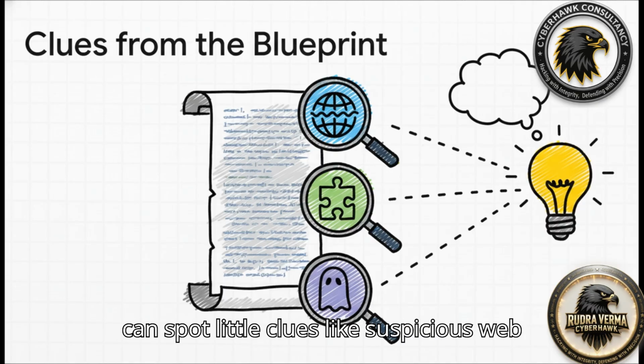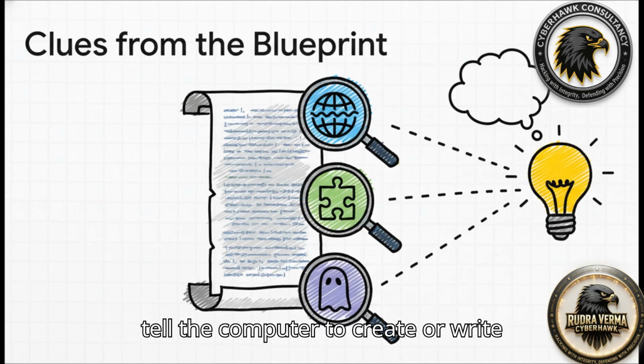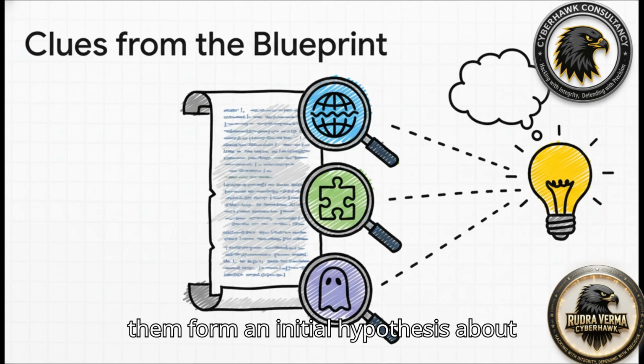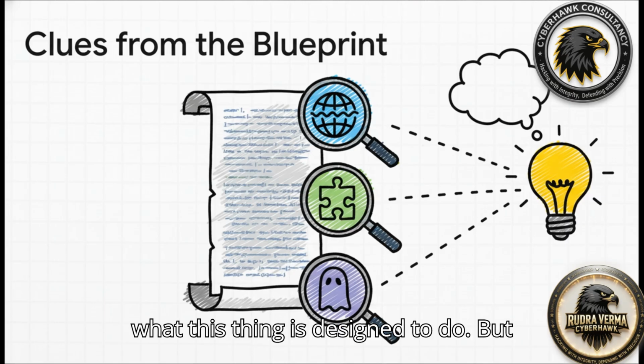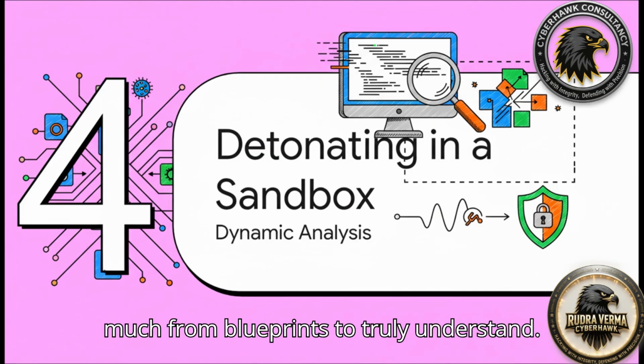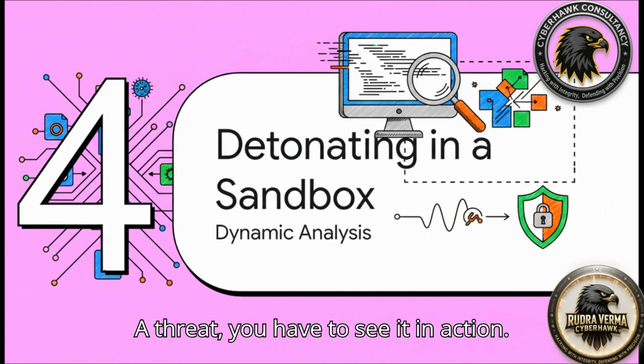An analyst can spot little clues, like suspicious web addresses, file names, or commands that tell the computer to create or write files. All these little breadcrumbs help them form an initial hypothesis about what this thing is designed to do. But let's be real, you can only learn so much from blueprints. To truly understand the threat, you have to see it in action.